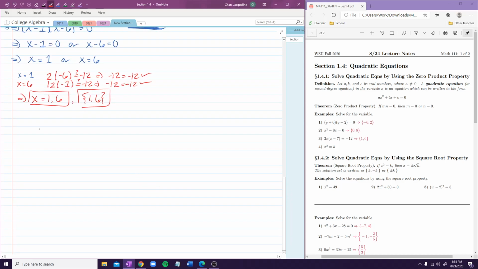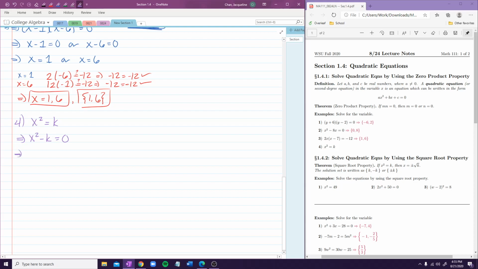Okay, now let's talk about the fourth example. The fourth example, I'm given x squared is equal to k. So just an arbitrary number k, and we're solving for x. So what am I going to do? I first want to set this equal to 0. So I'm going to subtract k from both sides. So I have x squared minus k is equal to 0.